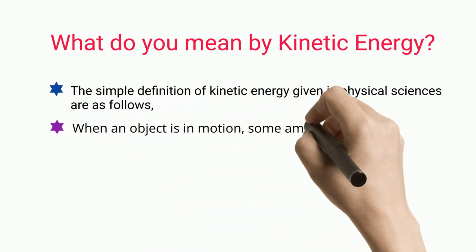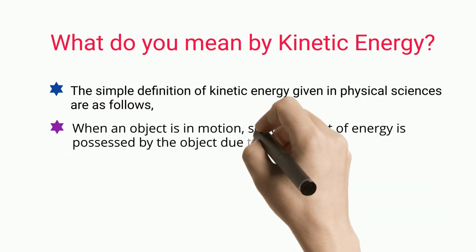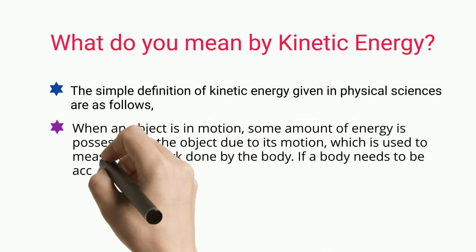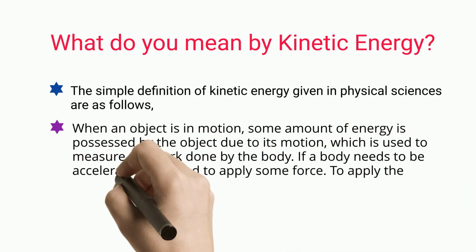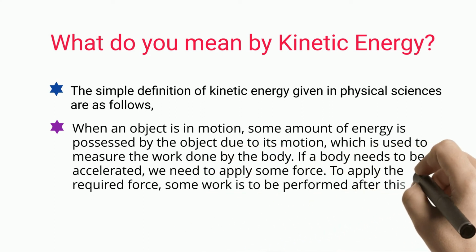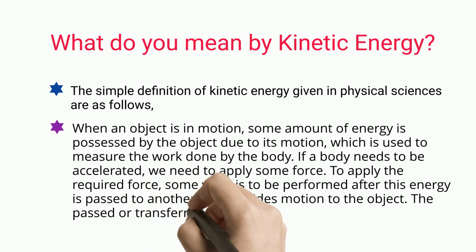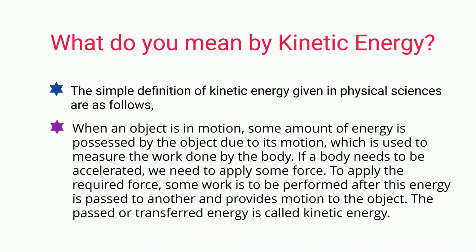When an object is in motion, some amount of energy is possessed by the object due to its motion, which is used to measure the work done by the body. If a body needs to be accelerated, we need to apply some force. To apply the required force, some work is to be performed. After this, energy is passed to another object and provides motion to the object. The passed or transferred energy is called kinetic energy.